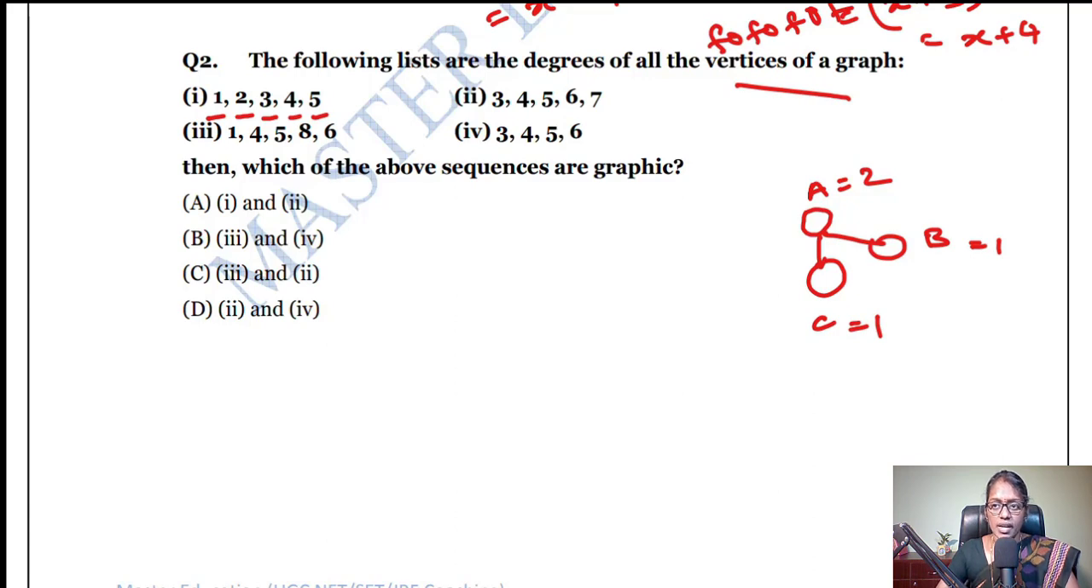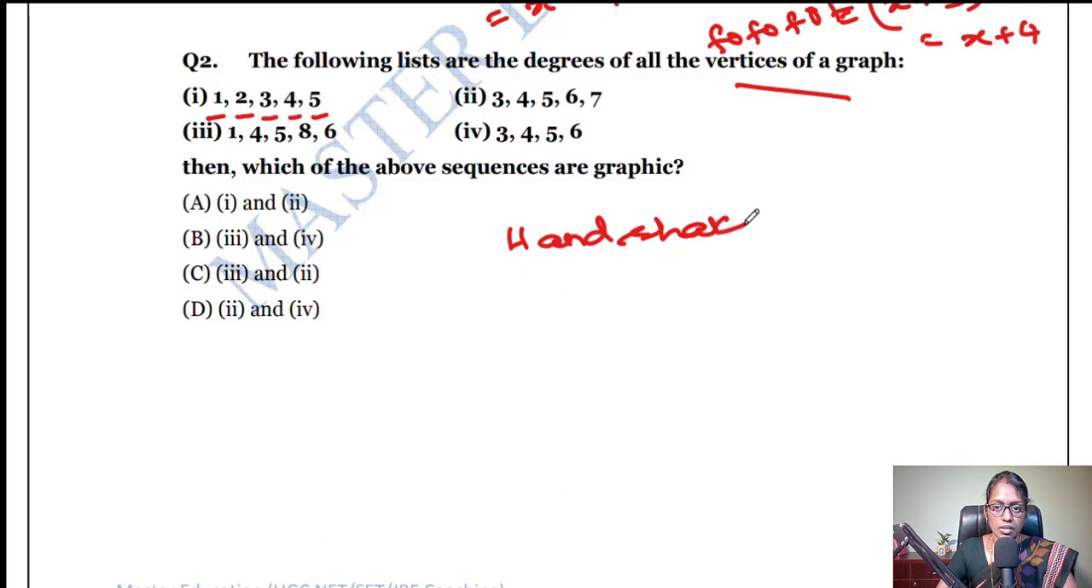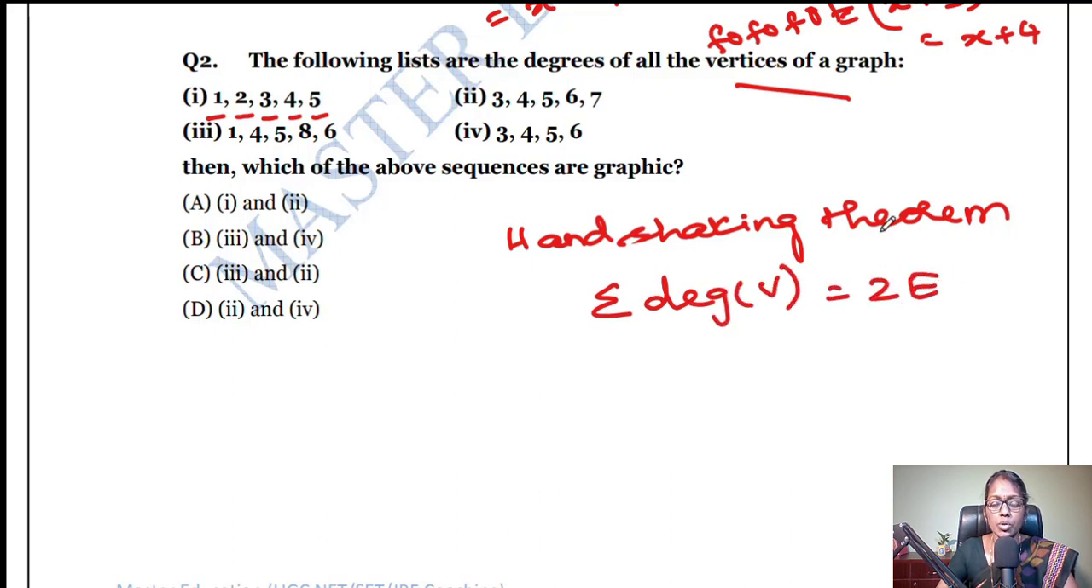They are asking, which of the following sequences are graphic? So what does the Handshake Theorem say? As per the Handshaking Theorem, the sum of degrees of vertices equals 2 into the number of edges.